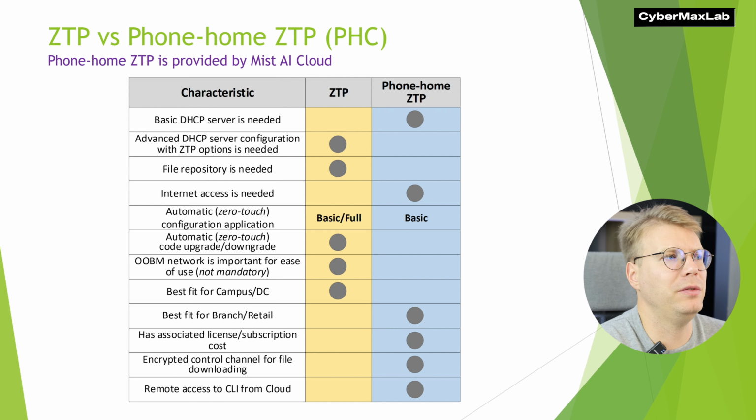Let's compare ZTP versus Phone Home ZTP. Phone Home ZTP just requires basic DHCP configuration, like IP address, subnet mask, DNS, and default gateway. The regular ZTP requires advanced DHCP configuration with several parameters to make sure that ZTP is working properly. A file repository, a local file repository, is necessary for ZTP. Theoretically, it can be local or remote, it doesn't matter, but we need it. For regular ZTP, you don't need internet access, just local access. For Phone Home ZTP, you must have internet access.